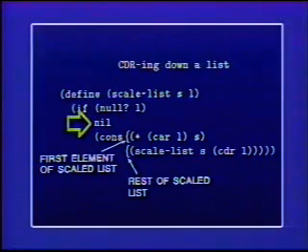Otherwise, I cons together the result of doing what I'm going to do to the first element in the list, namely taking the car of L and multiplying it by S. And I cons that onto recursively scaling the rest of the list. Okay, so again, the general idea is that you recursively do something to the rest of the list, to the cdr of the list, and then you cons that onto actually doing something to the first element of the list. When you get down to the end here, you return the end of list pointer. And that's a general pattern for doing something to a list.